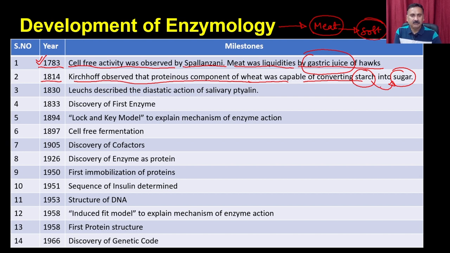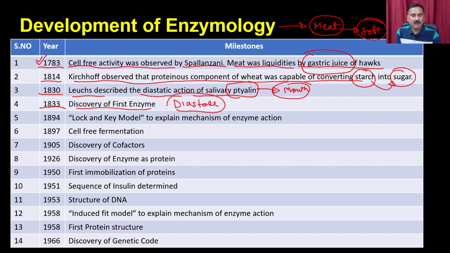And then in the year of 1830 Luce described the diastatic action of the salivary ptyalin. So this is another enzyme that is present in our mouth, right, the buccal cavity, and that is also responsible for the same activity, converting the starch into the sugar. And then in 1833 we discovered the first enzyme. The first enzyme is diastase, right, the digestive enzymes, right.